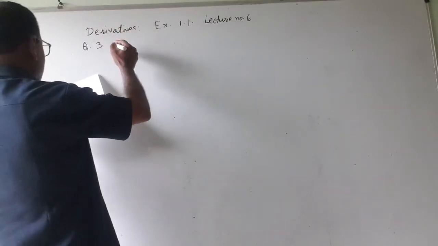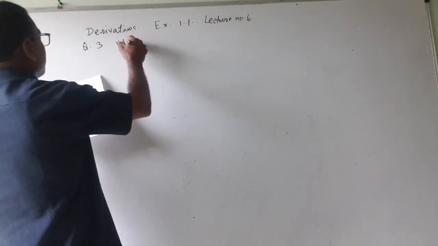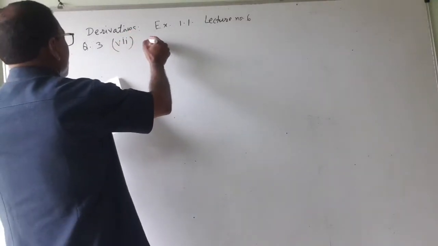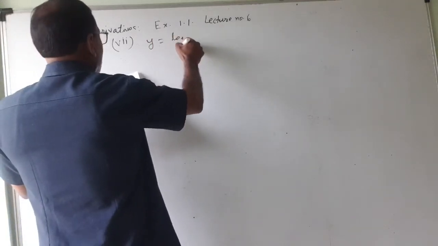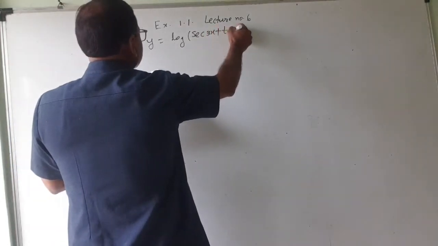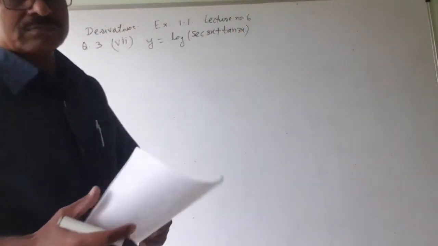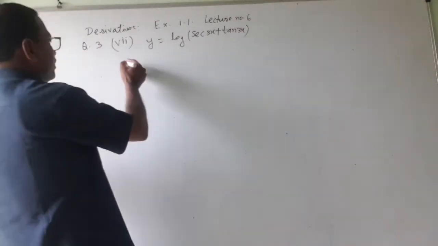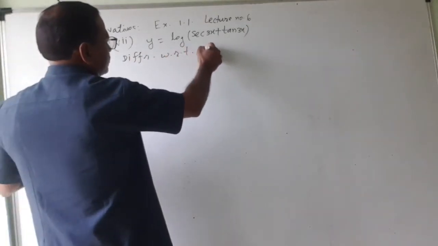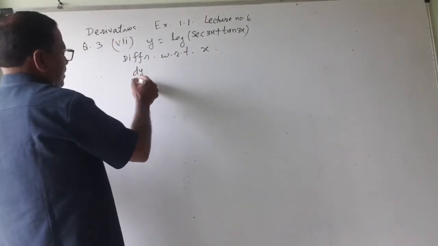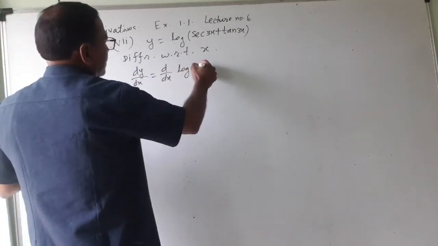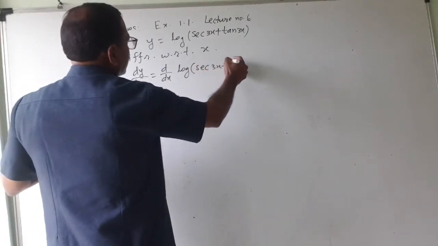Now in that, the seventh sum, y is equal to log of sec of 3x plus tan of 3x. Differentiating with respect to x, dy by dx is equal to d by dx of log of sec of 3x plus tan of 3x.